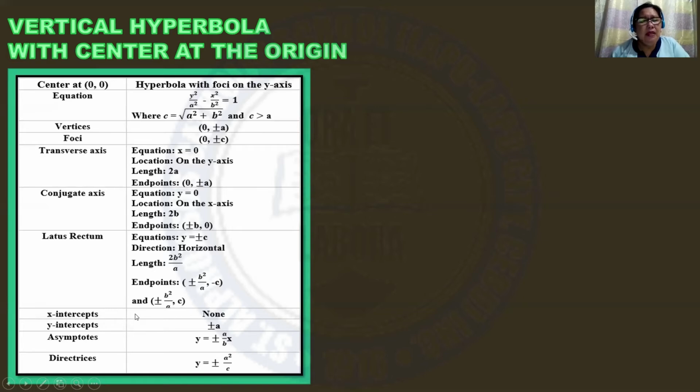This time, x-intercepts none. Y-intercepts, we have positive, negative a. Asymptotes, we have the equation y is equal to positive, negative a over b times x, and directrices, we have y is equal to positive, negative a squared over c.